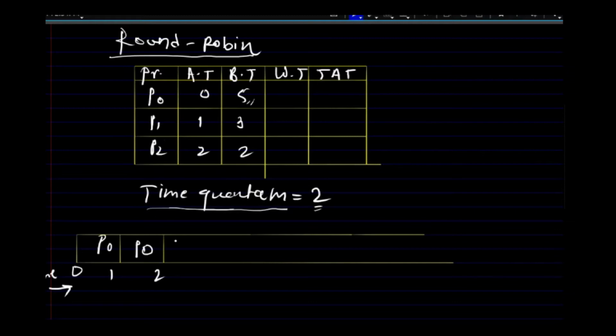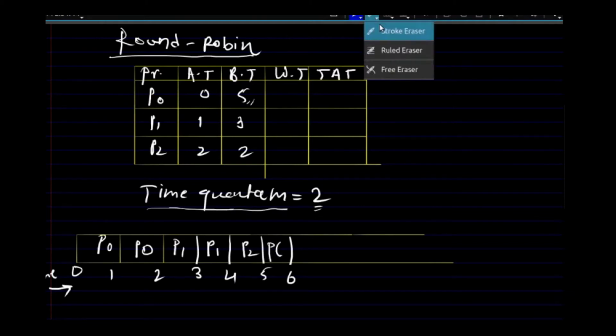In that time P1 and P2 have arrived, but P1 arrived first. So P1 will execute for how much unit of time? P1 will execute for 2 units of time, from 2 to 3 and 3 to 4. Then the time quantum will finish and the processor will switch to the next process, that is P2. So how much amount of time will P2 execute? It will execute for again 2 units of time, 4 to 5 and 5 to 6. P2 will execute.